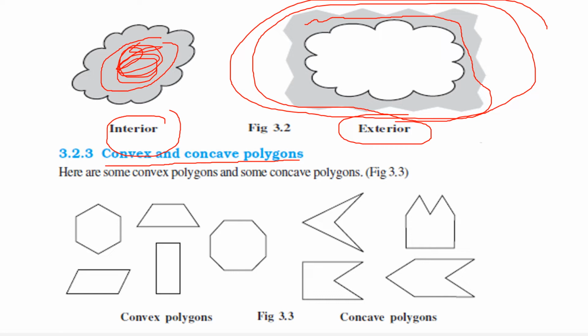Still, I am explaining from my side. So, what do we mean by convex polygon? Can you guess? Yes, a convex polygon is a polygon in which all the diagonals are inside, or in the interior of the polygon.